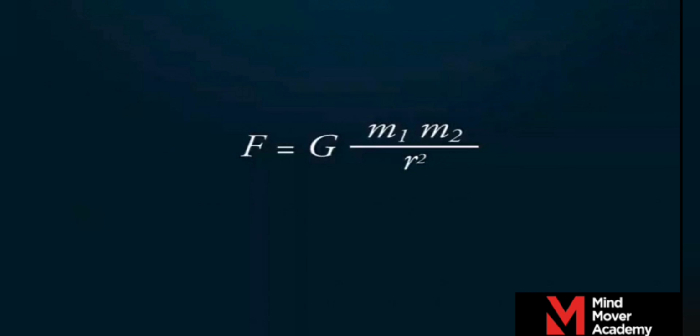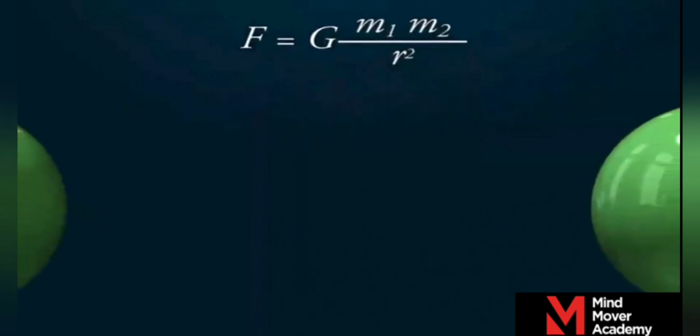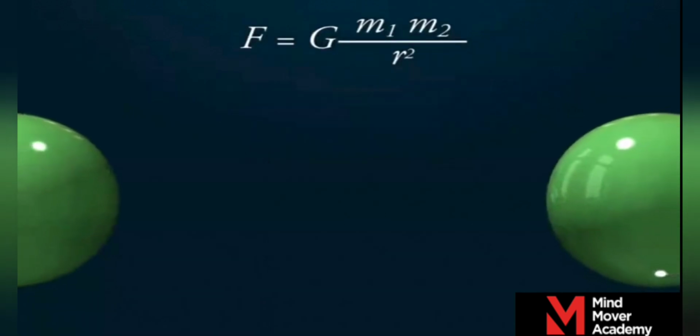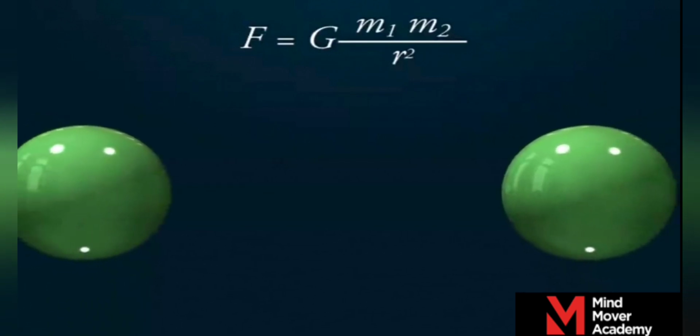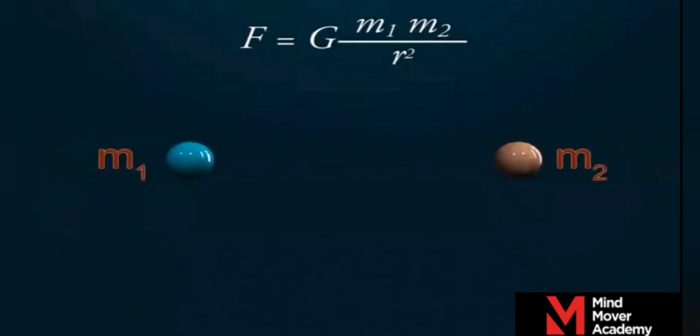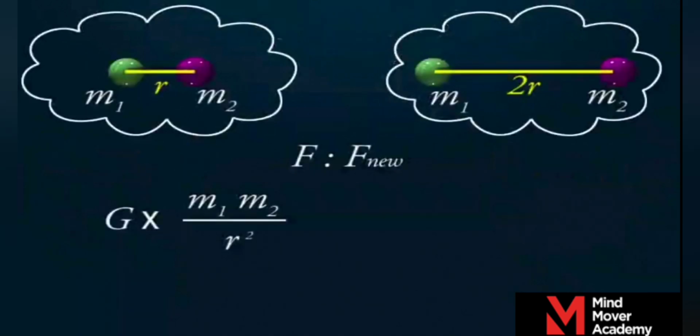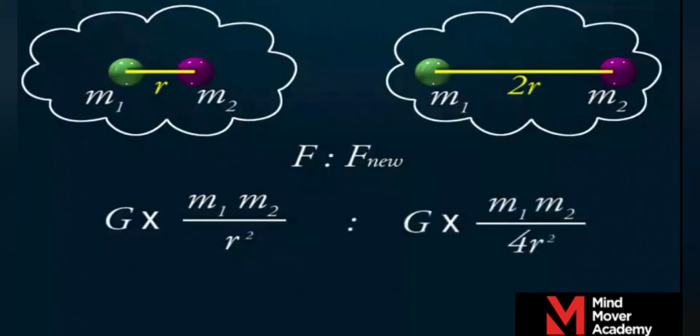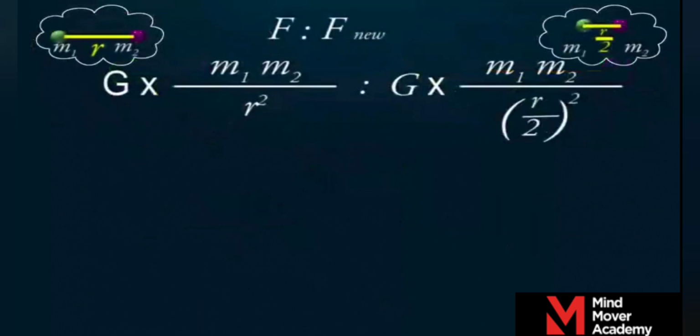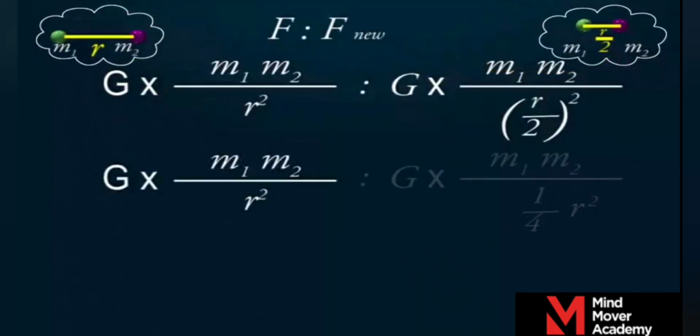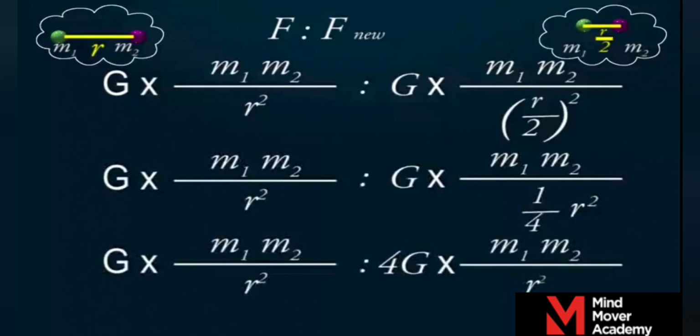The formula reveals that when m1 and m2 are large, F is large. That is, the gravitational force of attraction between heavier bodies is larger than that between lighter bodies. If we double the distance between two bodies, the gravitational force of attraction between them becomes 1/4. If the distance between the two bodies is halved, the gravitational force of attraction between them becomes 4 times.